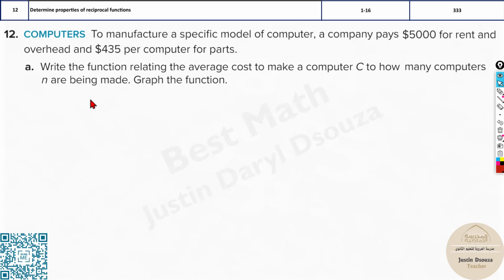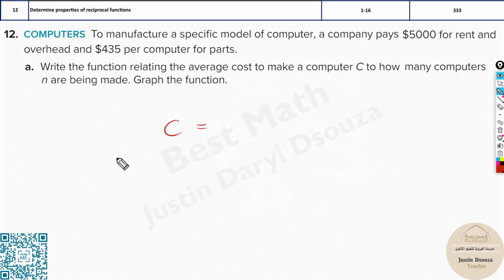The next problem is again a real world problem about computers. To manufacture a specific model of computer, the company pays 5,000 for rent and overhead and 435 per computer for parts. Write a function relating to average cost. Okay, average cost will be equal to what? And how many computers n are being made?